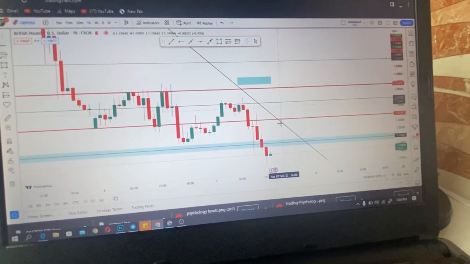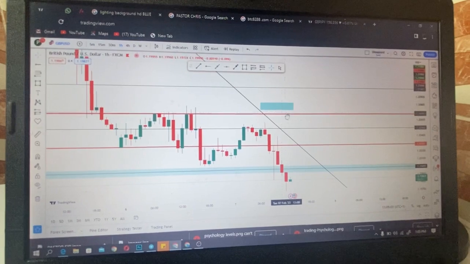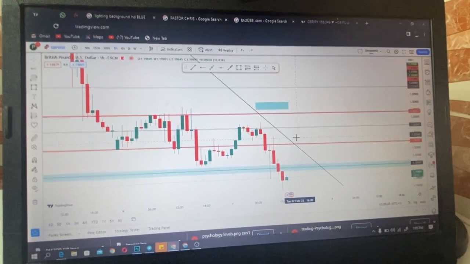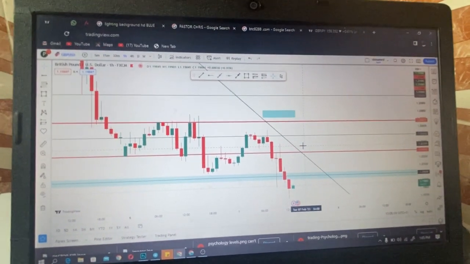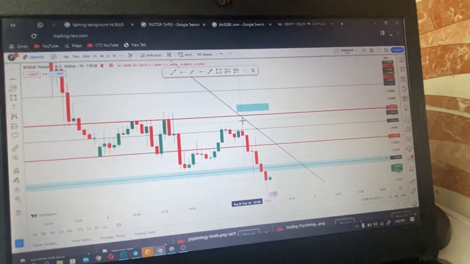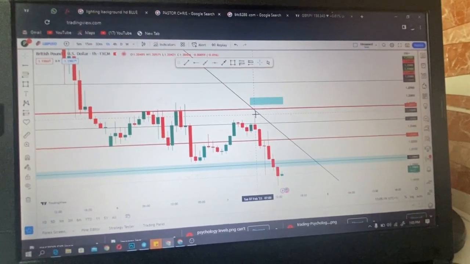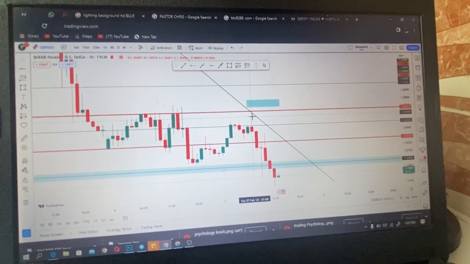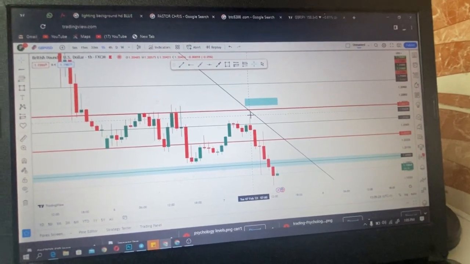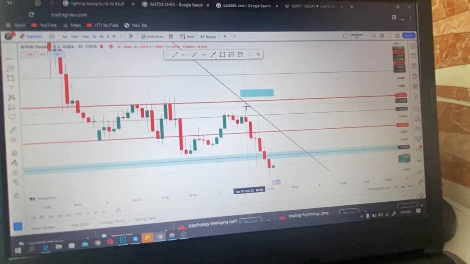Once I see a flash up, maybe somewhere here or here. This was where I put my POI first in the morning, London session. The market did not get to my POI, so I was sitting on my hands. When you have a trading plan, you follow your plan, you follow your strategy. Once you don't see anything that aligns with what you want to do, then you sit on your hands, because this market is so sweet.